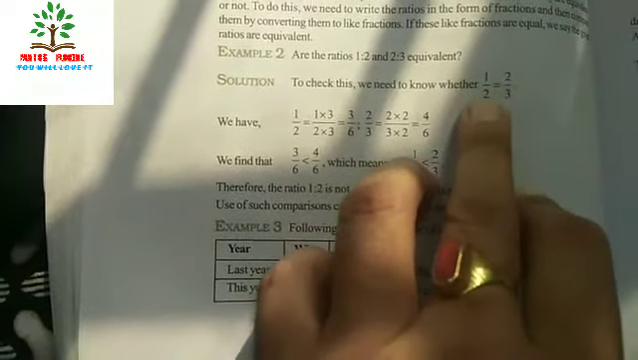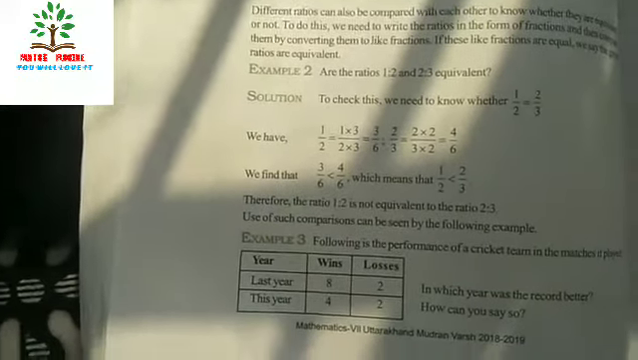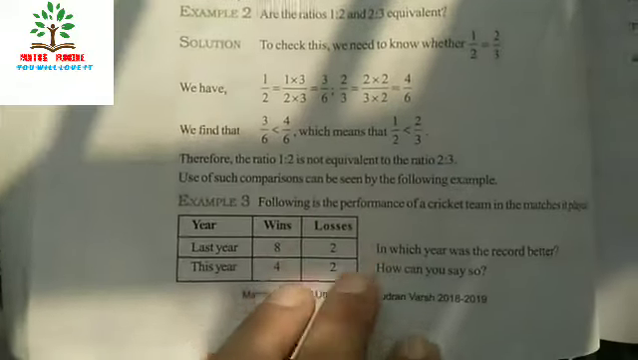We take the LCM of the denominators 2 and 3, which is 6. We write 1 upon 2 as 1 into 3 upon 2 into 3, converting the denominator into 6, so 3 upon 6. Likewise 2 upon 3 can be written as 4 upon 6. We find that 3 upon 6 is smaller than 4 upon 6, which means 1 upon 2 is smaller than 2 upon 3. So if we have the same denominator, then by looking at the numerator we can easily tell which one is greater and which one is smaller.